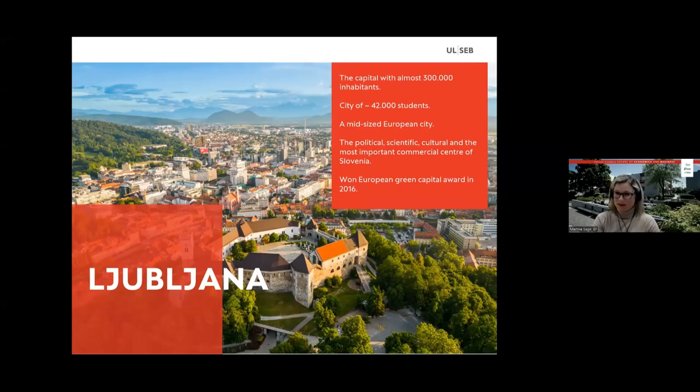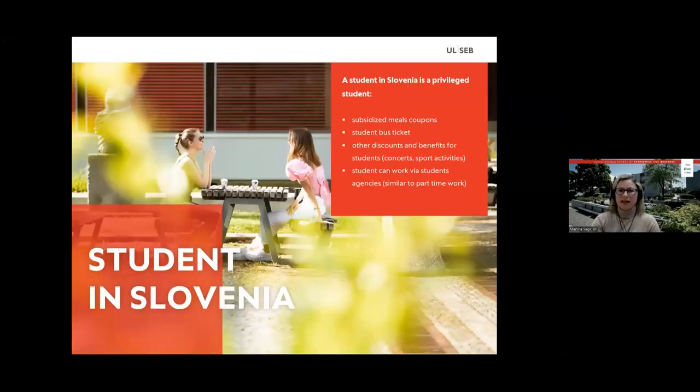It's a small city, only 300,000 inhabitants, and we like to call it a student-friendly city. There are around 40,000 students living here, and I believe this is a great place for you to come to study and to live, as in Slovenia, we like to say student is privilege. We offer subsidized meal coupons to students, which means the state is actually subsidizing your lunch here in Slovenia. You can also get a student bus ticket or other discounts. Anyway, it's recommended to always say that you're a student. Doesn't matter where you go, I'm sure they will find you some discount.